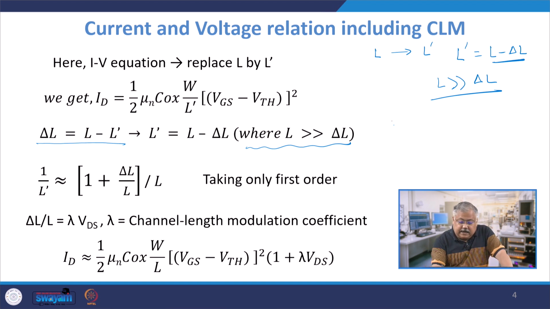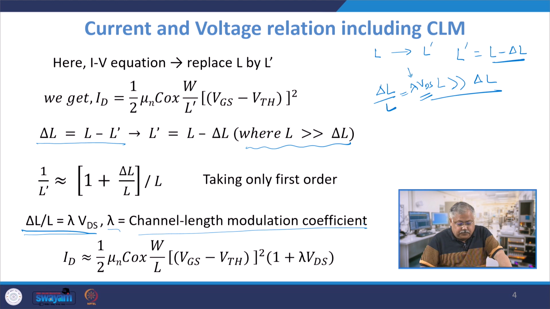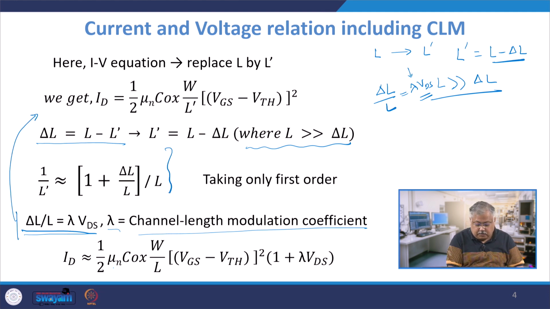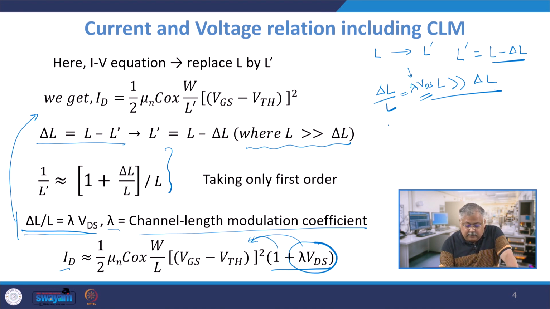Now, delta L by L is equal to lambda times VDS. Lambda is known as the CLM parameter or CLM coefficient. Then, if you take this expression and fit it at this particular point, I get current equals 1/2 mu n C oxide W by L, VGS minus VTH whole square, and I get 1 plus lambda VDS as an extra term. If you multiply this with this, the first term will be 1 multiplied by this, which is exactly what I get.